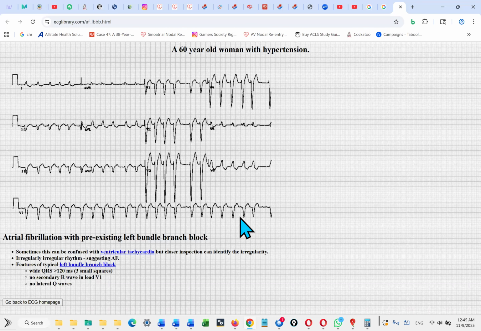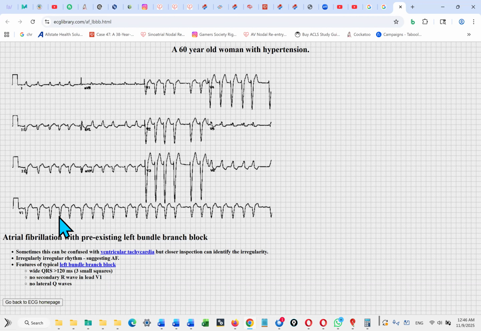But where it gets confusing is that the complexes are wide. If it is ventricular tachycardia, the whole thing will be regular. That irregularity will not be present. So once you see that the RR interval is constantly changing, meaning it's irregularly irregular, plus there are no identifiable P waves, the combination of those two things should tell you it's atrial fibrillation.